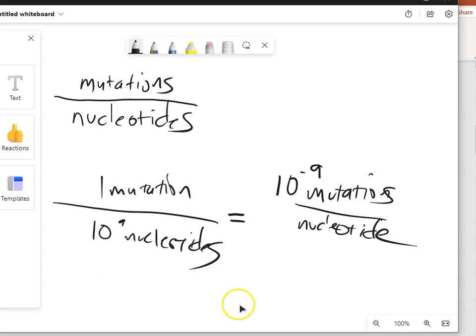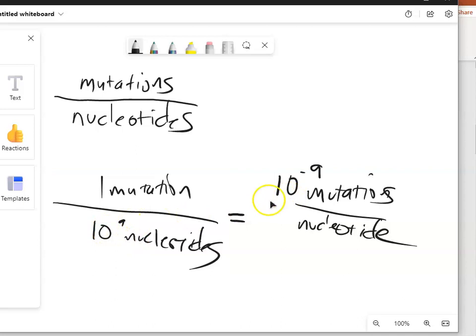And this number doesn't make sense if you think about it. Literally, you can't have a fraction of a mutation in a nucleotide, because that's really what this says, 1 billionth of a mutation in a nucleotide. Well, that's not possible. What is possible is if you look at a huge number of nucleotides, this is the average number of mutations per nucleotide. So it's kind of like the chance of a nucleotide having a mutation is 1 in a billion. That's what this number means.